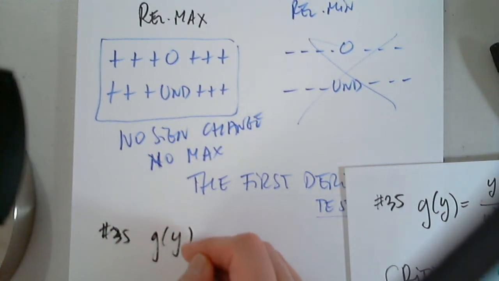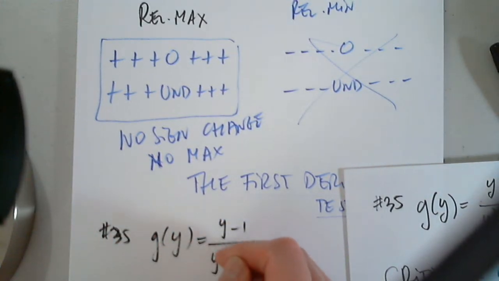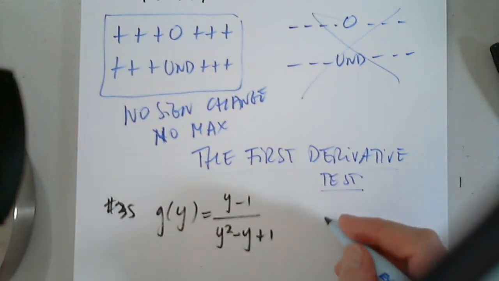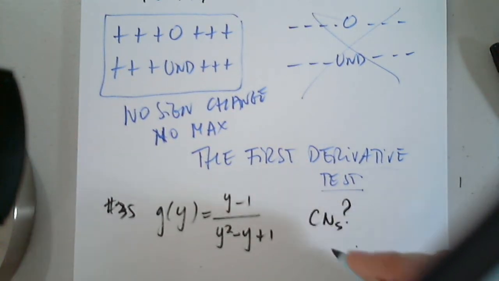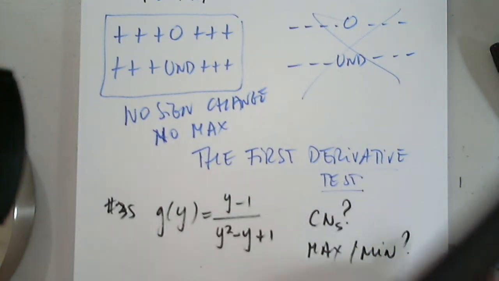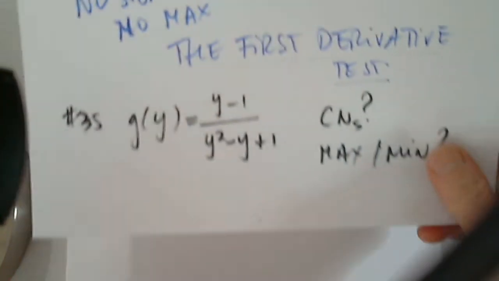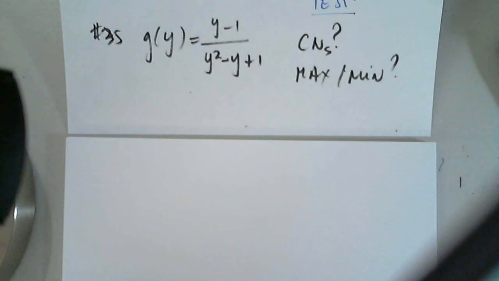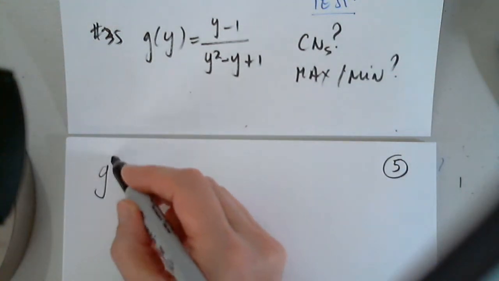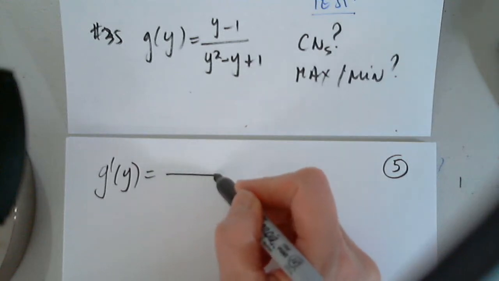So g of y equals (1 minus y) over (y squared minus y plus 1). Okay, so the question is asking us to find critical numbers and max and min, to analyze. Okay, good. What do I need to find first? G prime of y. Excellent.